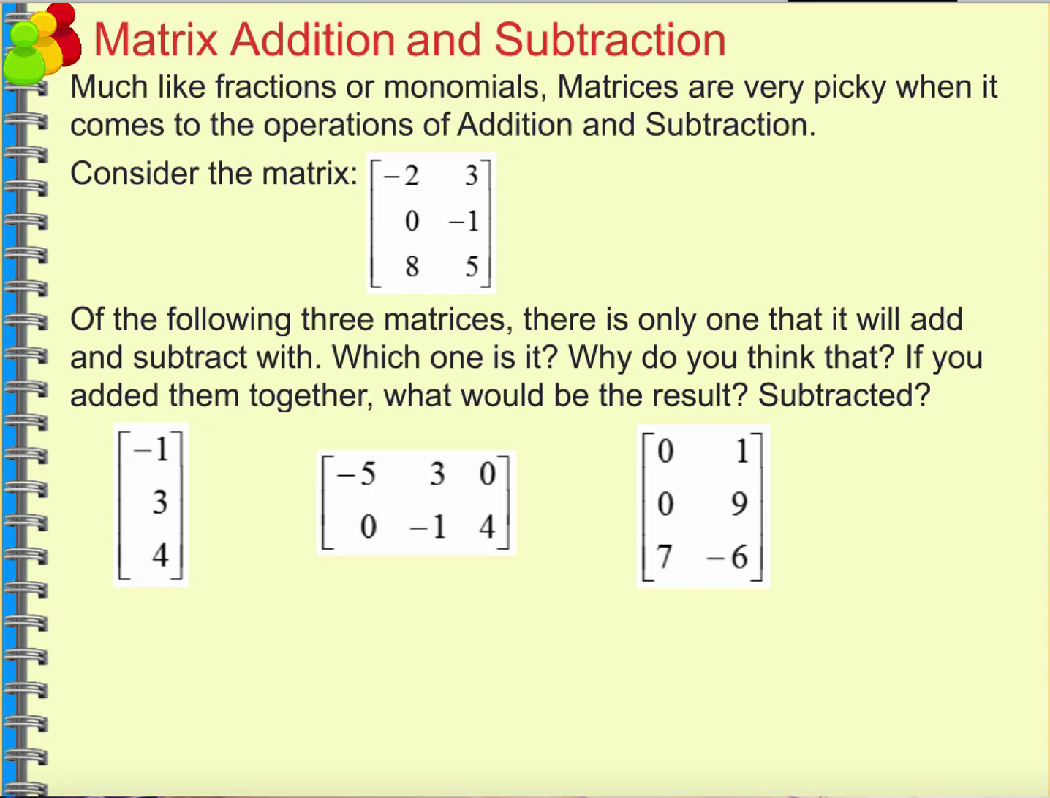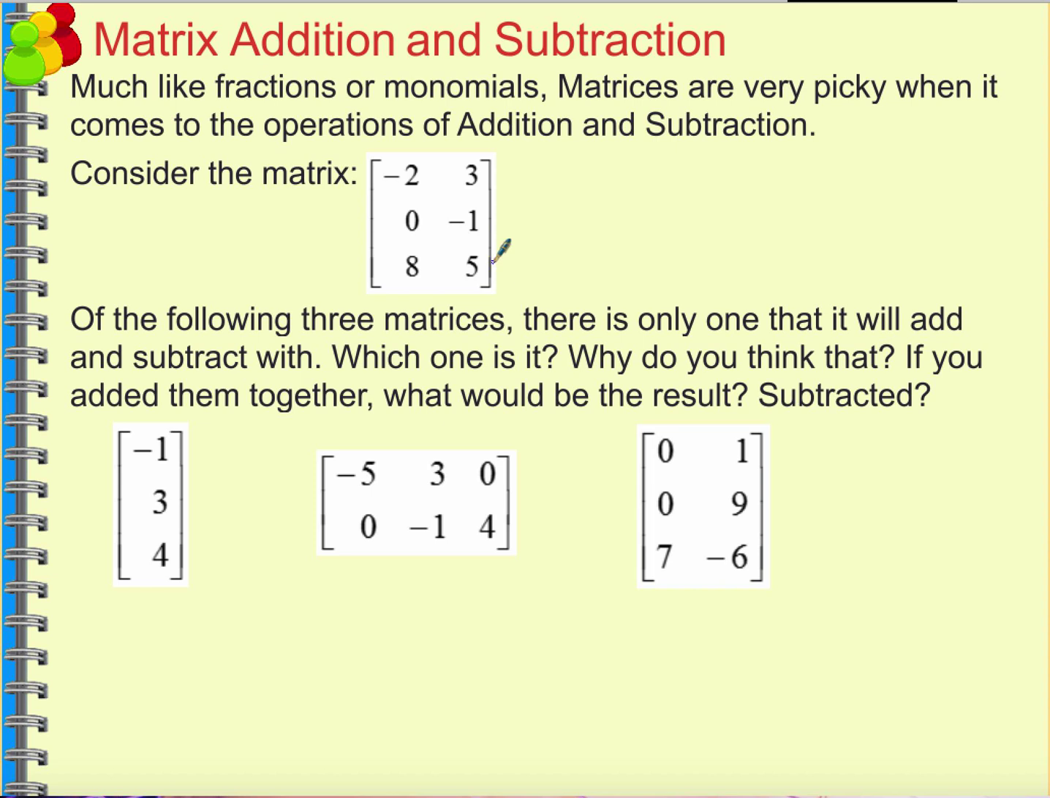So let's go on to something that's a little bit more useful, perhaps. Matrix addition and subtraction. Just like fractions or monomials, matrices are very picky when it comes to the operations of addition and subtraction. They're not going to just add or subtract with anybody. So let's take this matrix here. This one is a 3 by 2 matrix. And of these following 3 matrices, there's only one that it's going to add and subtract with. Which one do you think that it would be?